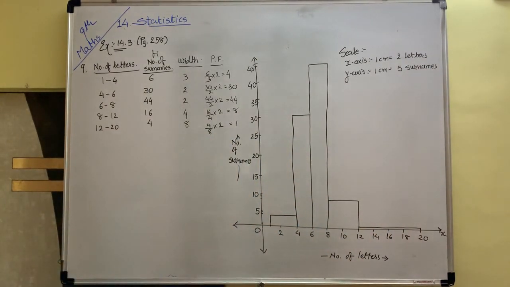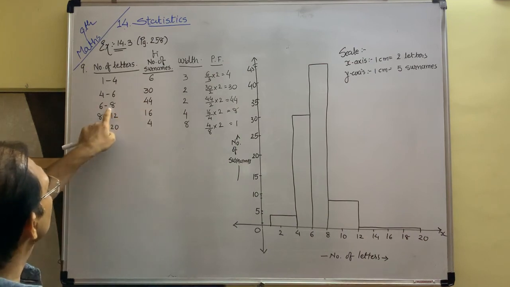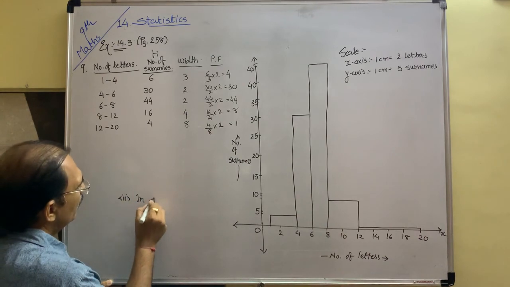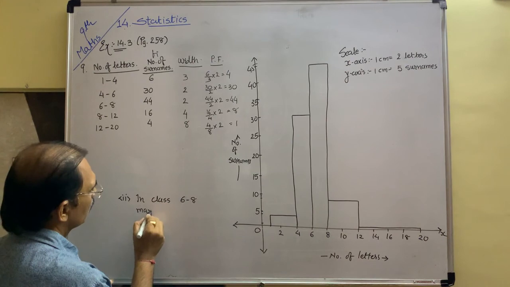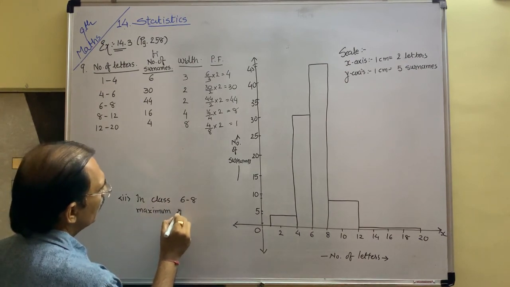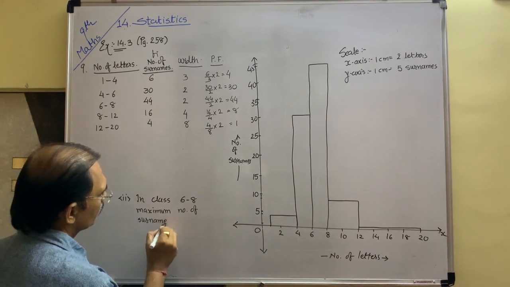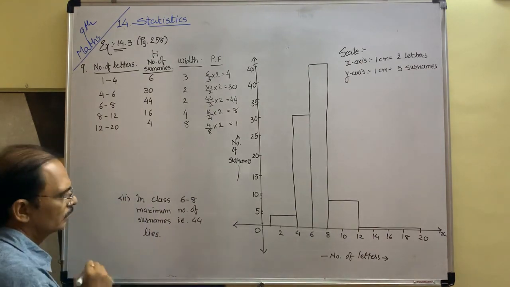Okay? Now the second question is what? Write the class interval in which the maximum number of surnames lies. The maximum number of surnames lies here, 44. So the class interval is 6 to 8. The second answer is: in class 6 to 8, the maximum number of surnames, that is 44, lie. Is it okay?